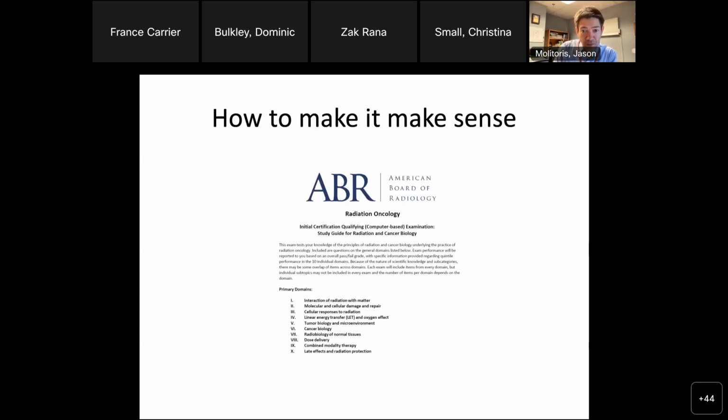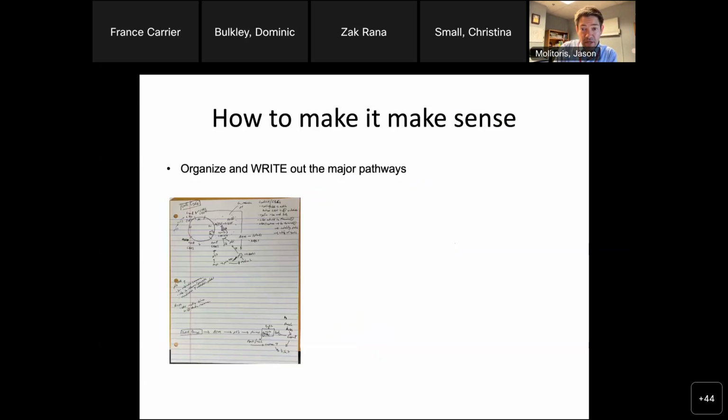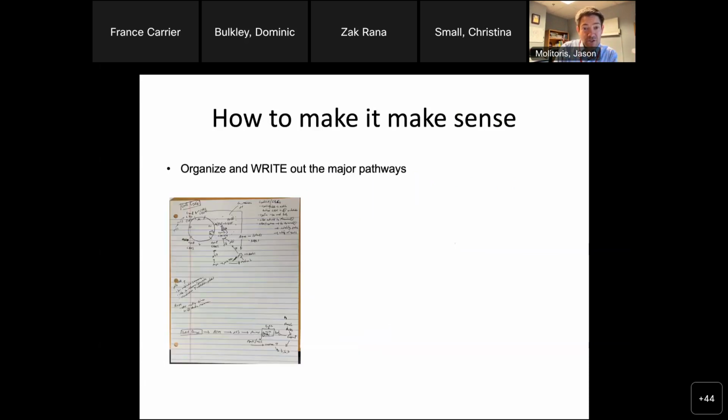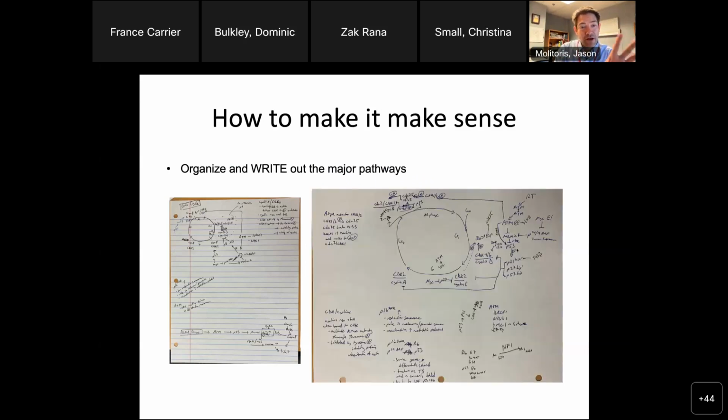So the ABR puts out guidelines, and they identify the areas that you need to know, and then they'll give you questions. So the way that I did this was I would organize and write out the major pathways that were important for the exam and important for radiobiology. This is the first paper that I wrote, okay? And I quickly realized that the first sheet of paper and my first outline was kind of too small and not going to give me the space to put everything in.